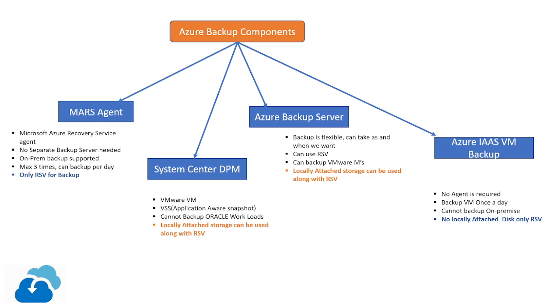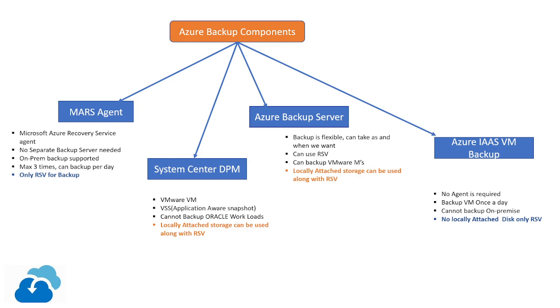Okay. Now some components are there with respect to Azure Backup. There are 4 types of components. One is the MARS agent, System Center DPM, Azure Backup Server, and Azure IaaS VM backup. This MARS agent is nothing but the Microsoft Azure Recovery Services agent. If you install this agent, you can back up the data from your on-premises. I told you, Azure will support on-premises backup also.